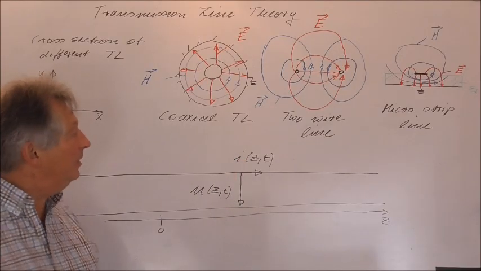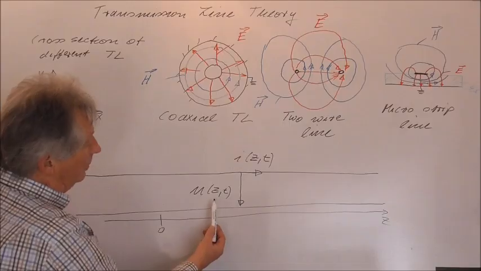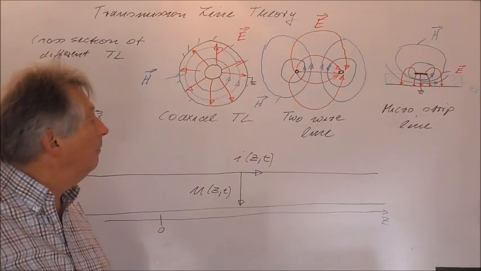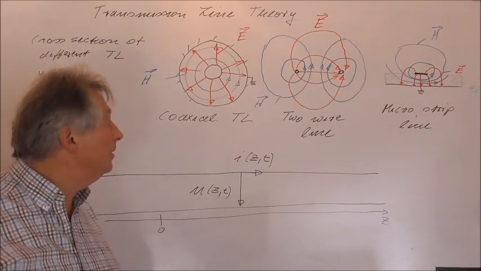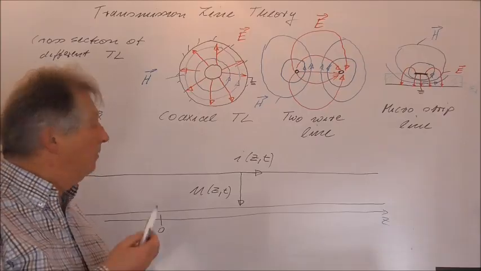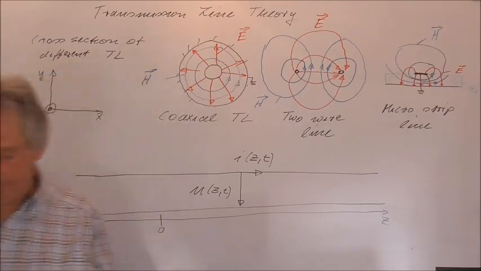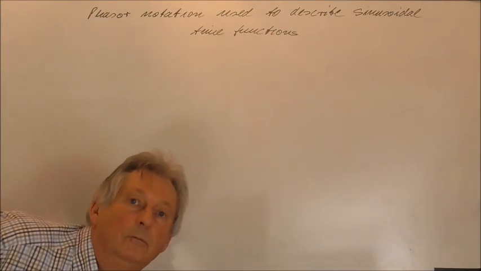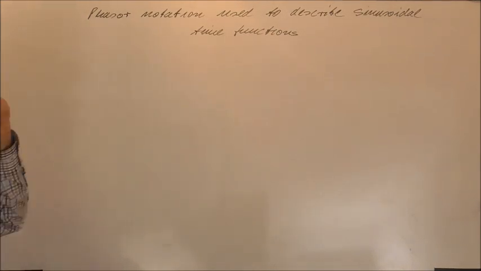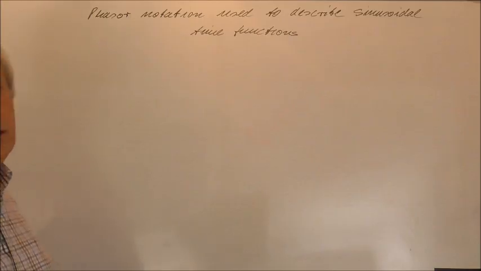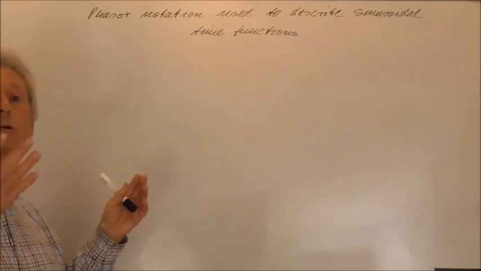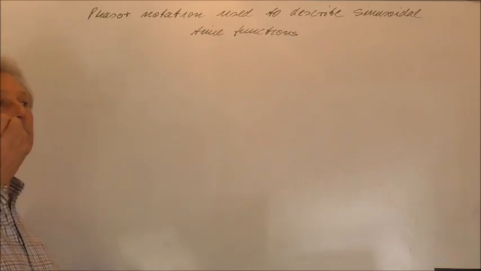In the next step, we will assume not an arbitrary time dependence, but always a sinusoidal time dependence, and this will simplify our theory, and this we will discuss in the next step. To simplify our problem, we will now use phasor notation to describe sinusoidal time functions. So we don't use an arbitrary time function, but a sinusoidal time function.